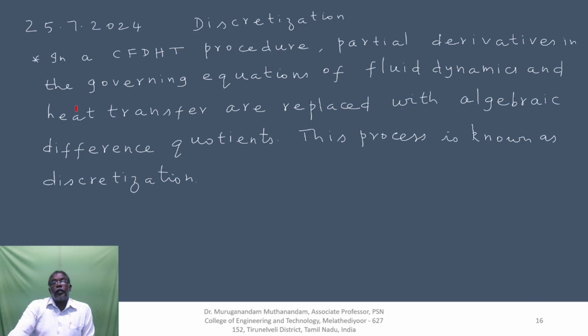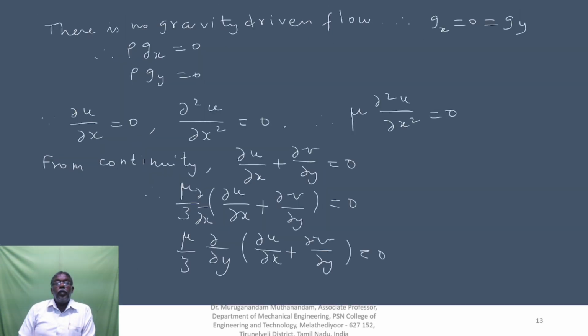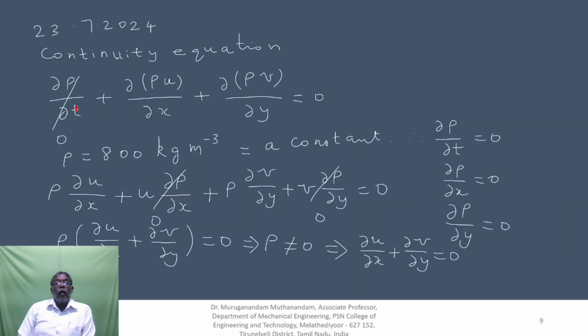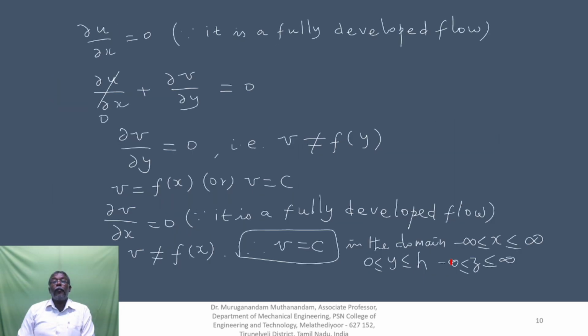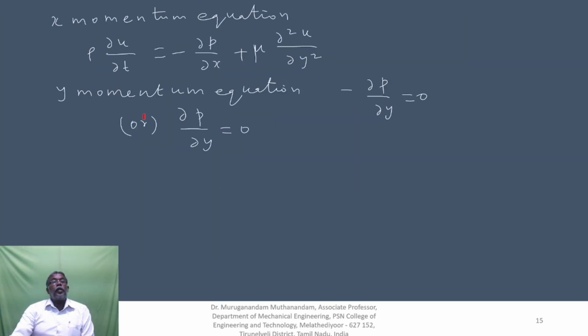So in this lecture, the first part is completed, which is about the reduced form of the general governing equations for the given fluid flow problem. Reduced form of the continuity equation is this: partial u upon partial x plus partial v upon partial y is equal to 0. Reduced form of the x momentum equation is given here. Reduced form of the y momentum equation is given here.